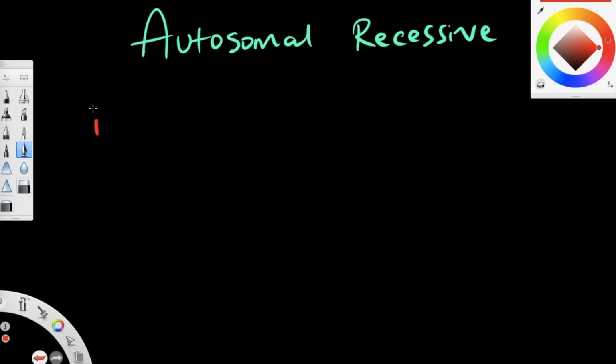So the first one is that the trait has equal chance to be expressed in males and females, for the similar reason that we have explored in the autosomal dominant case, because males and females have 22 pairs of autosomes, right? It's equal chance. They have the exact same number of autosomes, whereas in the sex-linked case, females have 2 X chromosomes, whereas males have X and Y chromosome, right? So there's an unequal balance of chromosomes there.